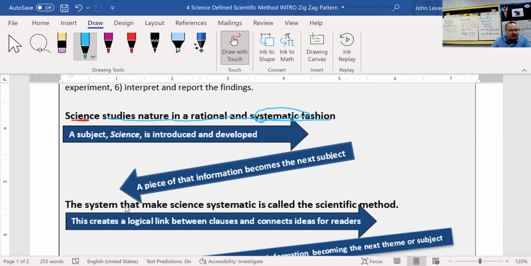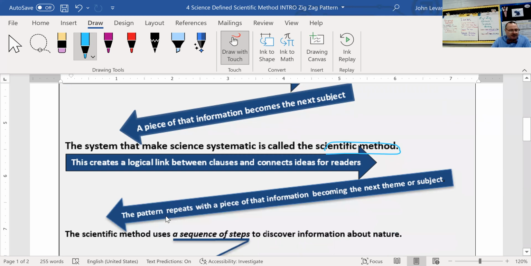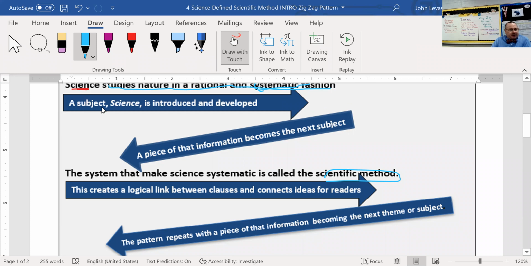The system that makes science systematic is called the scientific method. So we have the Zig, system that makes science systematic, is called the scientific method. And then the ZAG, we take the scientific method and turn it into the subject of the next sentence. So a subject, science, is introduced and developed. A piece of that information becomes the next subject, right here. I should use red for that, right here.